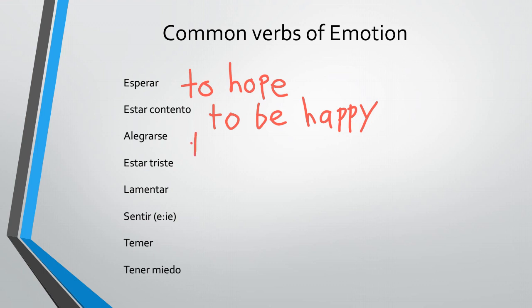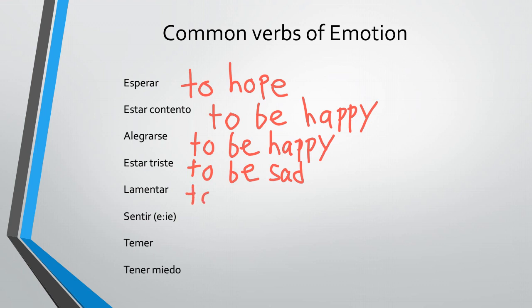Alegrarse is also to be happy. You probably heard me alegro. I am happy. Estar triste, to be sad. Lamentar is the verb to lament. We don't really say lament that often, so it could also be translated as to be sorry.